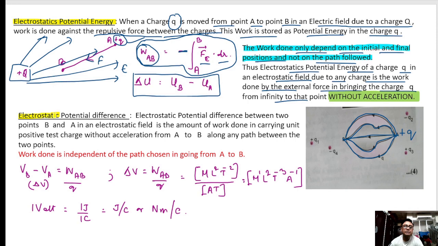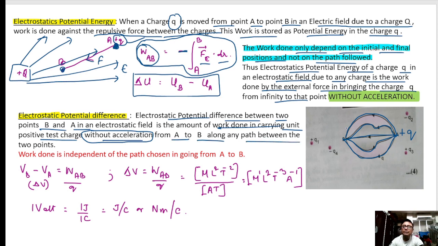Next, what we will see is electrostatic potential difference. Now we have seen the potential energy. Now we will see the potential difference. So what is it? Electrostatic potential difference between any 2 points A and B. So this is the point B and this is the point A. So what is the electrostatic potential difference? So watch it. It is the work done in carrying a unit positive charge without acceleration from A to B along any path.